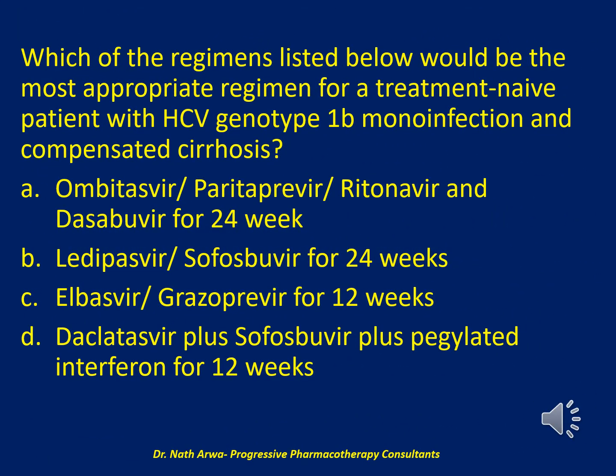And the next question reads, which of the regimens listed below would be the most appropriate regimen for a treatment-naive patient with HCV genotype 1b monoinfection and compensated cirrhosis? Would it be A. Ombitasvir plus paritaprevir plus ritonavir and dasabuvir for 24 weeks, or B. Ledipasvir plus sofosbuvir for 24 weeks, or C. Elbasvir plus grazoprevir for 12 weeks, or would it be D. Daclatasvir plus sofosbuvir plus pegylated interferon for 12 weeks? I will give you 10 seconds to choose the correct answer to this question from the listed options.